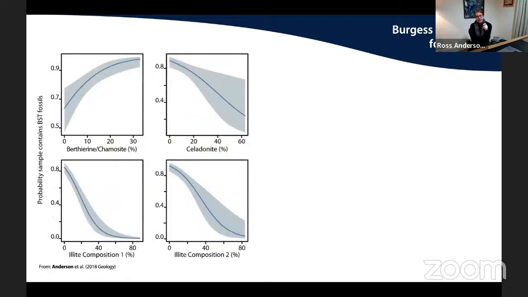So the second study I want to highlight, which is one I led, showed with X-ray diffraction that these decay-suppressing minerals were common in rocks hosting Cambrian Burgess Shale-type fossils, specifically the clay mineral berthierine. In fact, clay mineralogy of the host rock can predict with around 80% accuracy which Cambrian rocks preserve soft-bodied fossils.